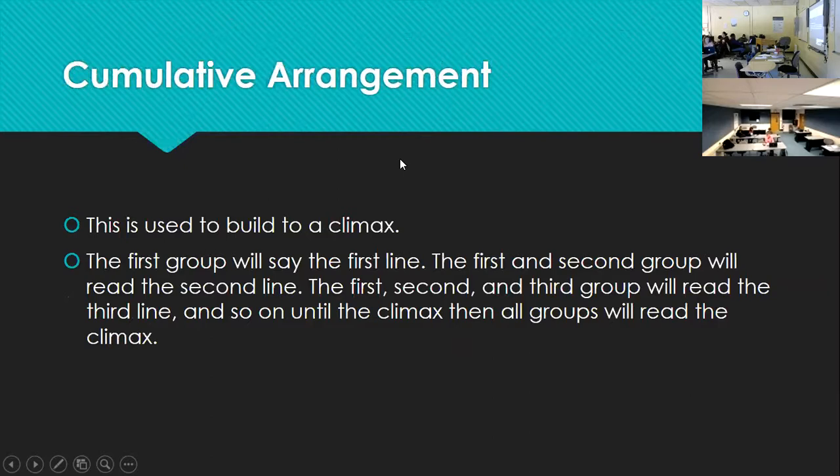Cumulative arrangement. This is used to build a climax. The first group will say the first group of words or the first line or verse, and then the second line or verse, group 1 and 2 both do it, and then the third line or verse, group 1, 2, and 3 all do it, until the very last one where all the kids will join in and say it together. And that also can help kids learn repetitiveness, and it just helps them grow together as one.